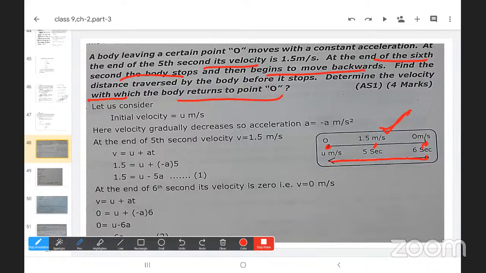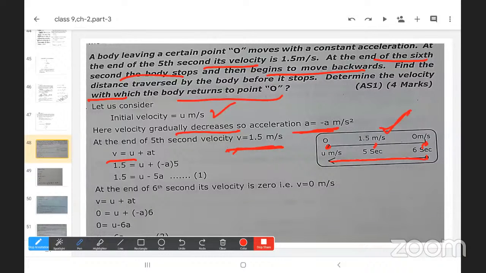And here, given at the 5th second, velocity V equals 1.5 meter per second. So we can use the formula V equals U plus AT. We know V equals 1.5 and U we don't know, so U meter per second, plus A, that is minus A, because the velocity of the object decreases here. So minus A we have taken, and time given is 5th second. So we take 5 here.